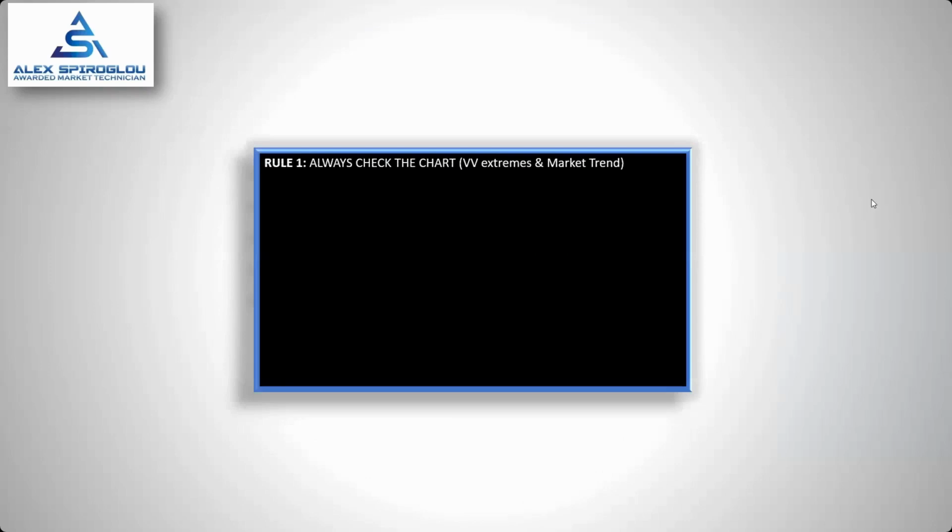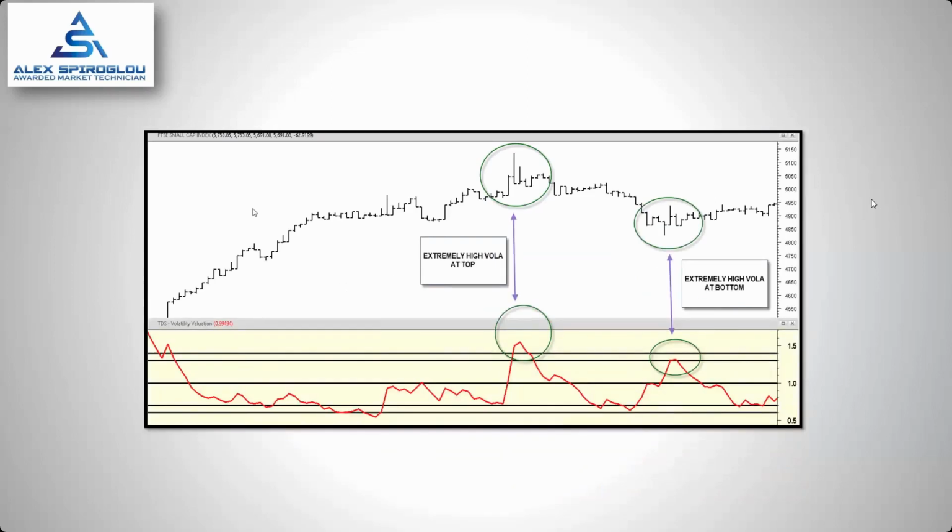Okay, also always check the chart, the volatility valuation extremes and the market trend. So as we see in this particular example, the high volatility went with a top. The principle that this is where trends go to die was true, but this time it was at the top. And next, the second volatility valuation high point was with the bottom. Again, the principle held true that this is where trends go to die. But this time the first was with the top. Usually it's with the bottoms, but you have to be wary, check the chart.